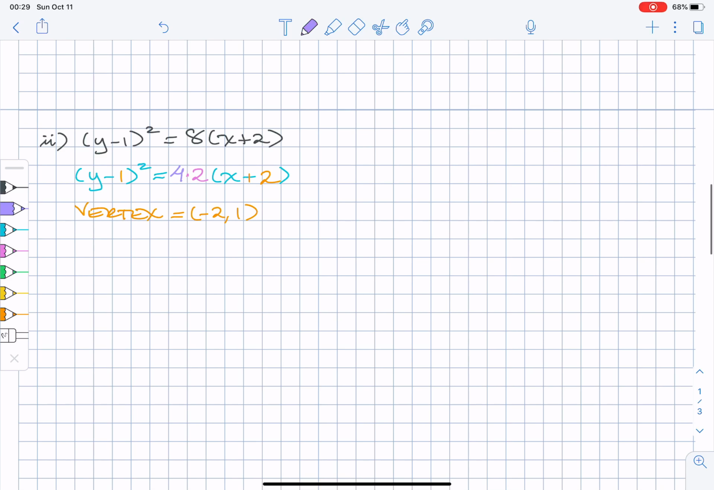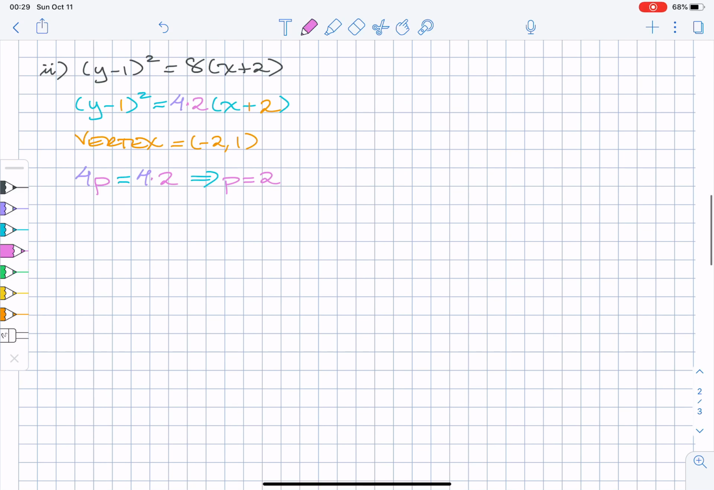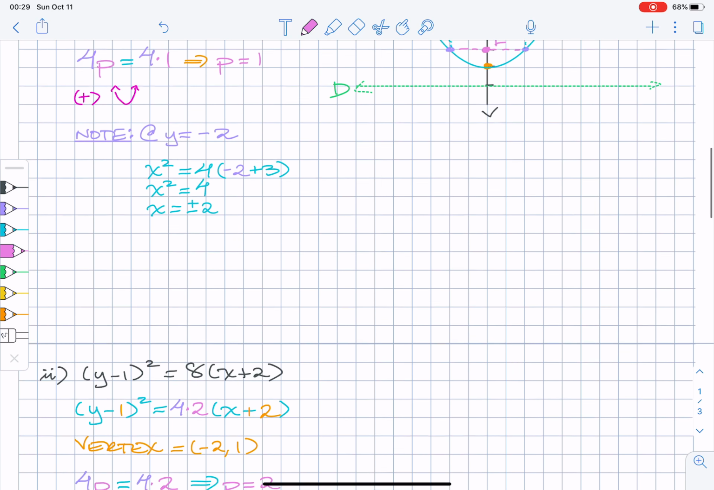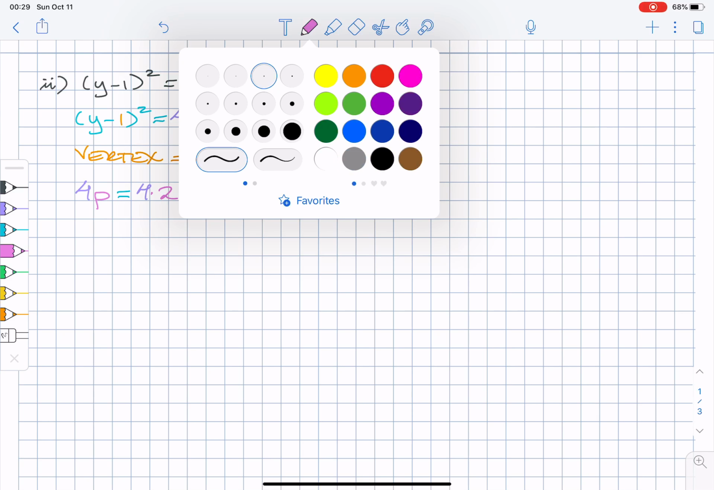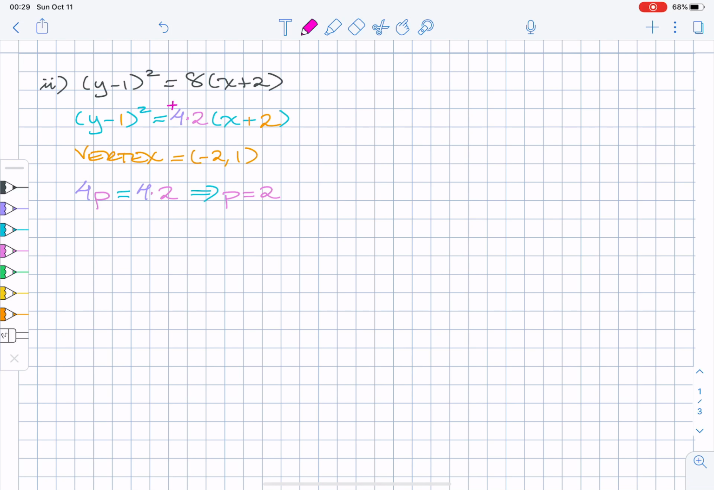I know that 4p is equal to 4 times 2, or 8, which means that p is equal to 2. So that's how far away the focus is from the vertex and the directrix. What else did I do? Okay, I know that this is a positive 8, so positive, and y squared means it's going to open to the right.